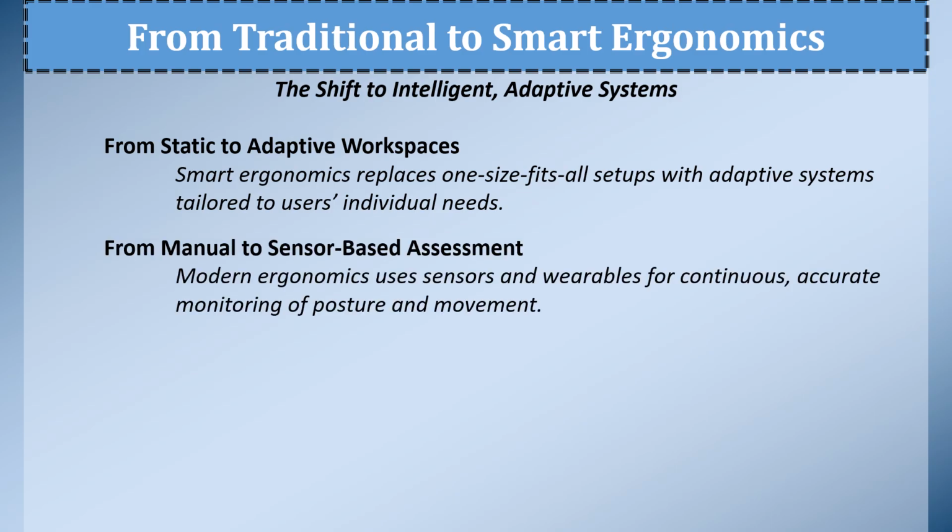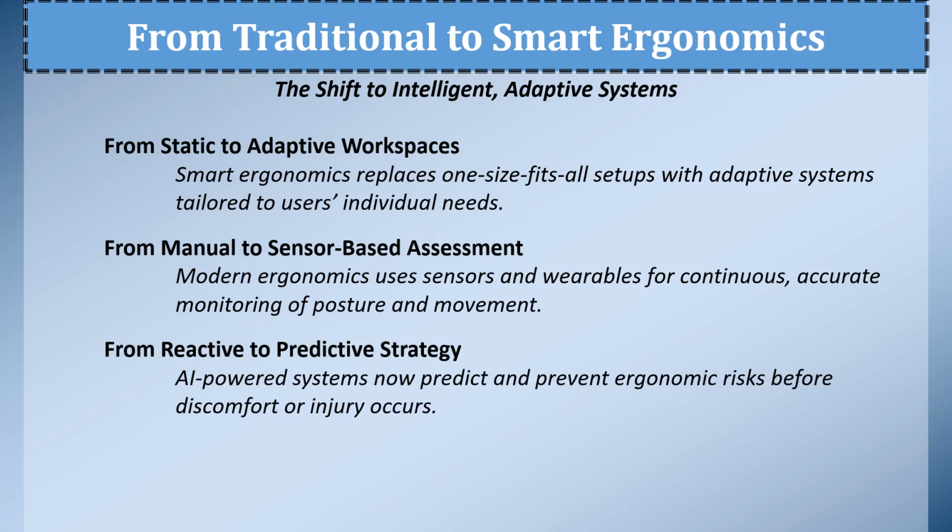From manual to sensor-based assessment. Previously, ergonomics assessments were done manually through observation and checklists. Today, sensors and wearables gather posture, motion, and behavior data in real time. This provides accurate and ongoing insight that helps identify issues before they escalate.